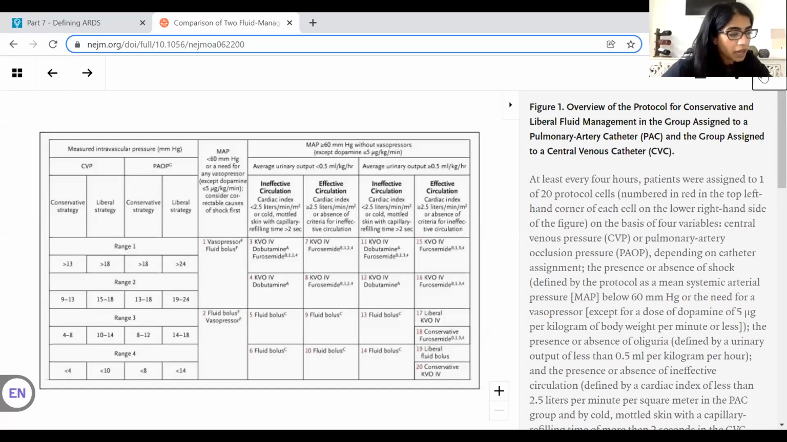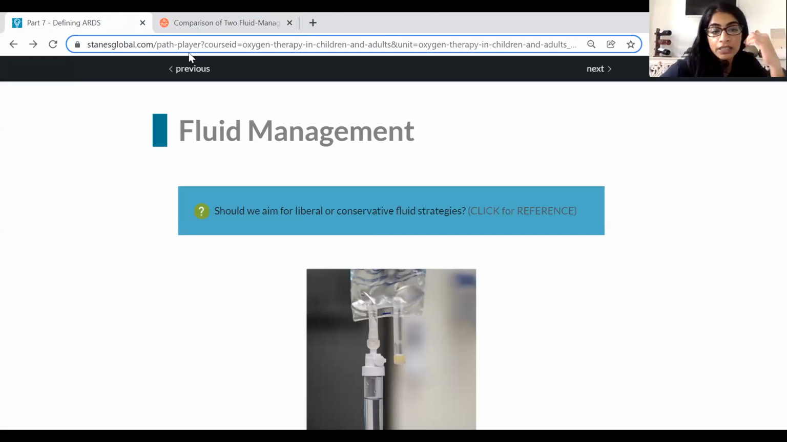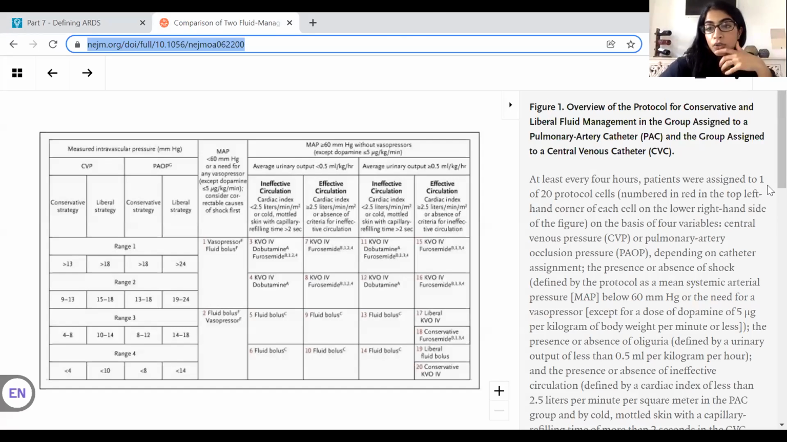So I would urge you all to read this paper because it is an excellent paper. What you can see on the screen was Ananya showing you the protocol, and it is quite a complex protocol.